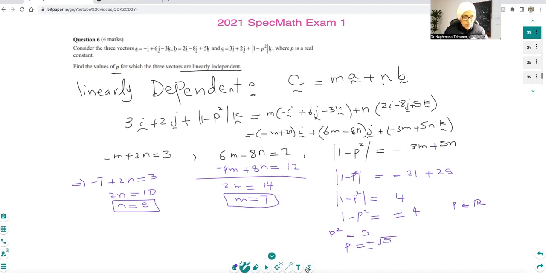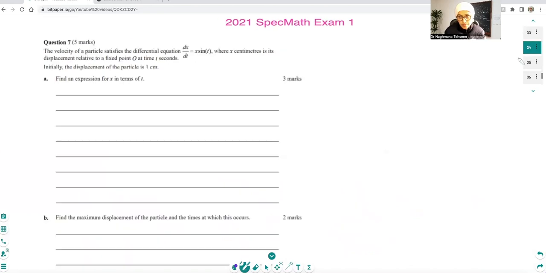So what does that mean? These values, where P is plus square root of 5 and minus root 5, give us when these three vectors are linearly dependent. So what we can say here is the vectors are linearly independent if P is all real numbers except we take these two numbers away, negative root 5 and positive root 5. So that should be the answer to this question. And I think it's a 4-mark question. A bit of working, but it works.